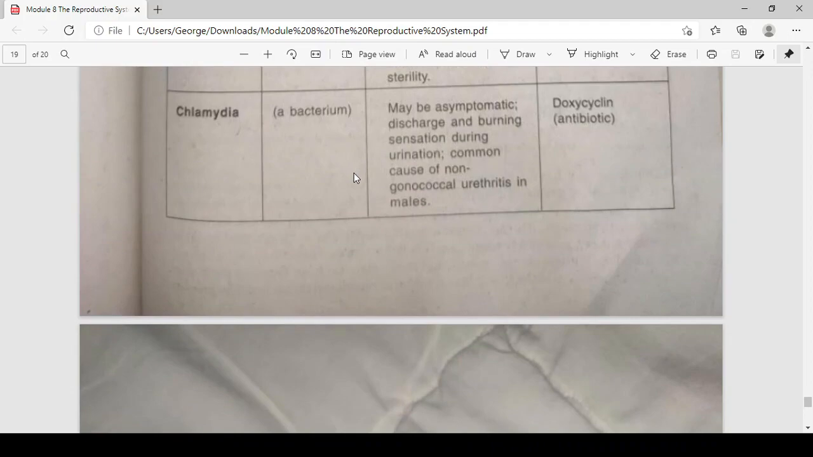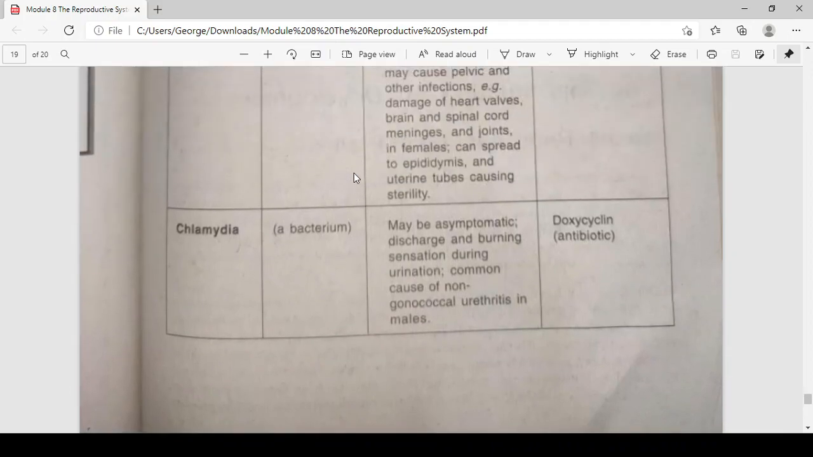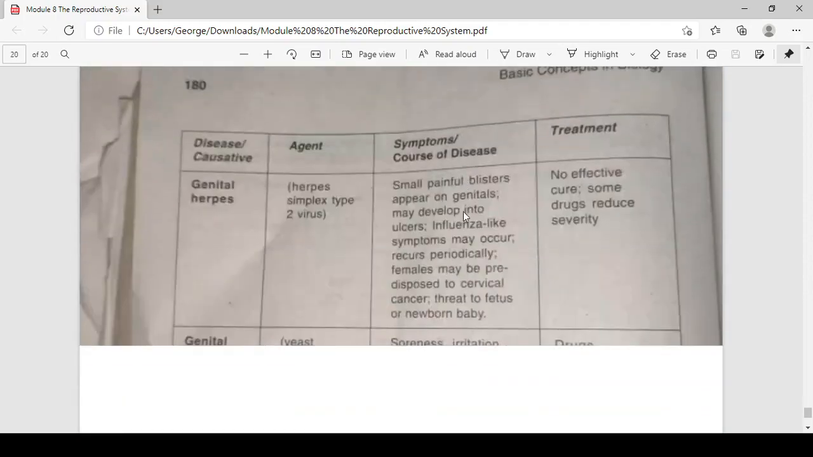Next, you have your chlamydia naman, kids. It is a bacterium, maybe asymptomatic. Mga asymptomatic kids, maybe hindi mo mabatyagan, but you are carrying your chlamydia. Kids, again, I am saying this para in your safety. Make sure to always be clean and your partner to always be clean, ha? Discharge and burning sensation during urination. It is a common cause of non-gonococcal urethritis in males.